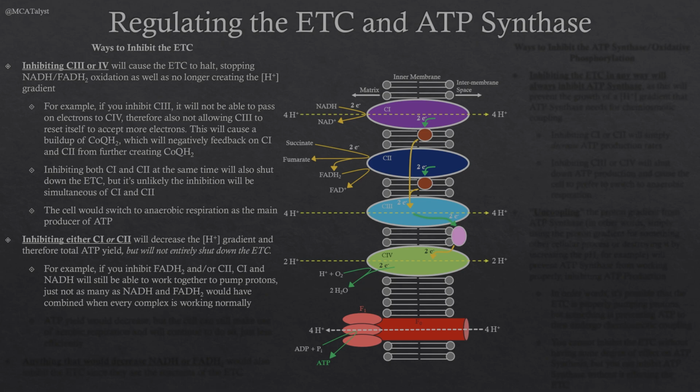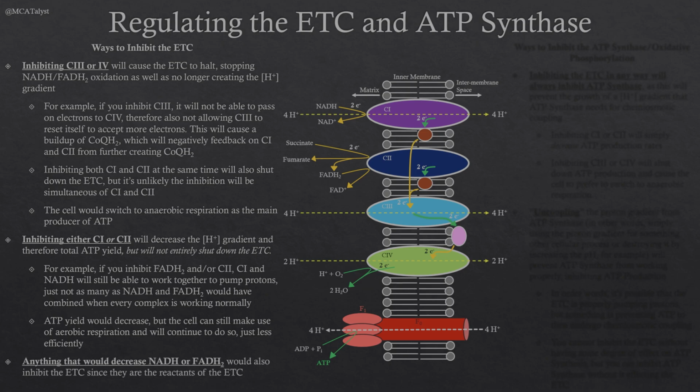ATP. So basically, if you inhibit either one of complex 1 or 2, you're going to see a slight decrease in ATP yield, but not an entire disruption of the ETC. It's still going to work, just maybe not to the same extent. Again, ATP yield would decrease, but the cell can still do aerobic respiration and will continue to do so, just slightly less efficiently.